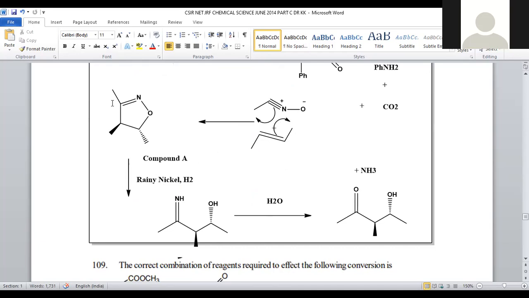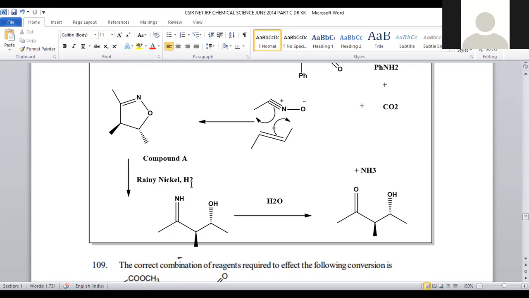The cycloaddition turned into a 5-membered ring system. So a 5-membered ring system is obtained, with the imine linkage, and we can say oxazole. This is a system with nitrogen and oxygen heteroatoms within the 5-membered ring, called oxazole. This oxazole will be compound A.